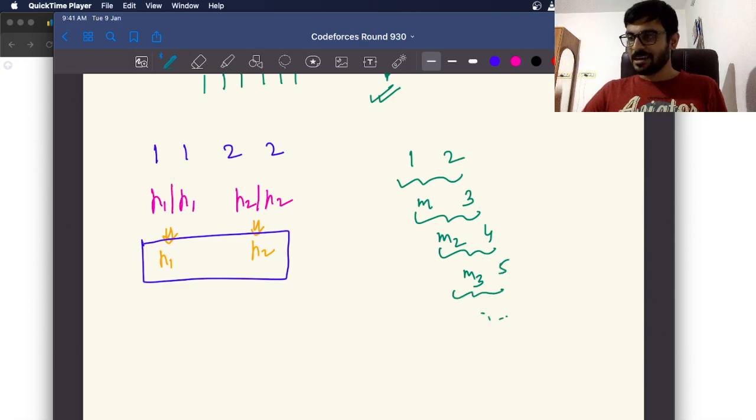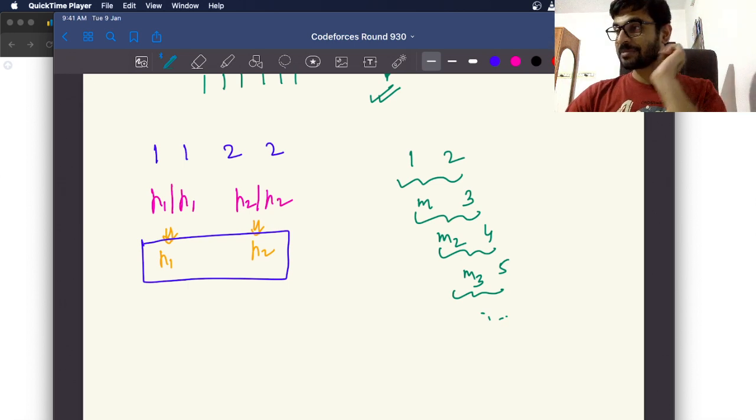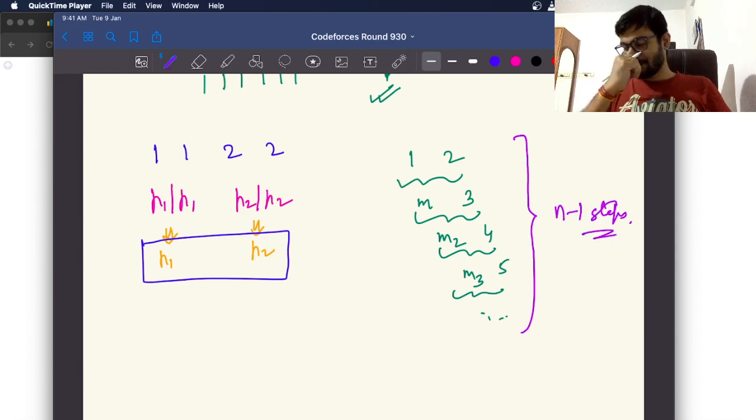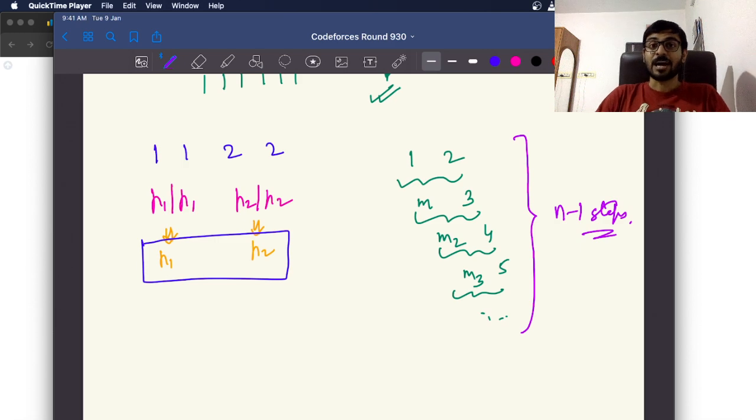In this way, in how many steps will you get the index containing the maximum? You know the maximum, but the index containing the maximum you will get in n-1 steps. Okay. 1/3 of your attempts are gone.